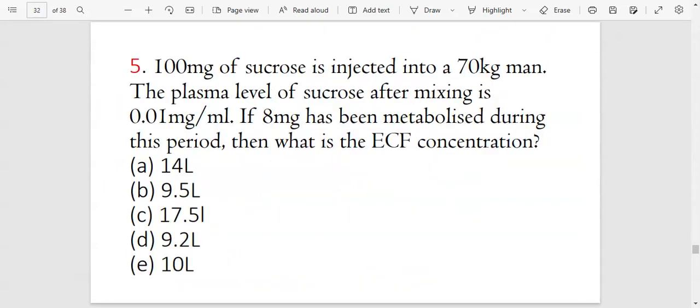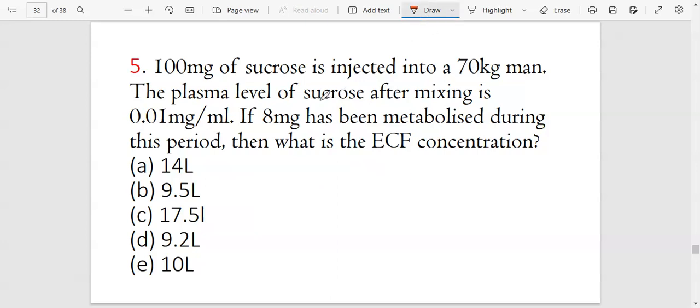All right, and then we've got question number 5. 100 milligrams of sucrose is injected into a 70 kg man. The plasma level of sucrose after mixing is 0.01 milligrams per mL. If 8 milligrams has been metabolized during this period, then what is the ECF concentration?